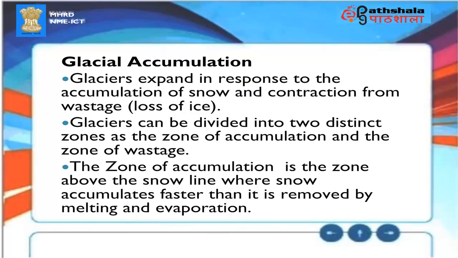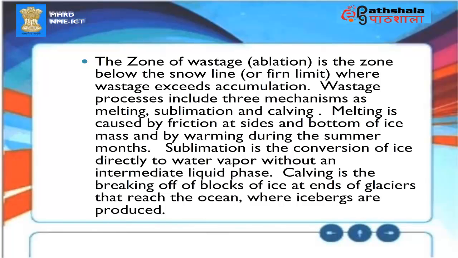Glacial accumulation. Glaciers expand in response to the accumulation of snow and contract from wastage, loss of ice. Glaciers can be divided into two distinct zones: the zone of accumulation and the zone of wastage. The zone of accumulation is the zone above the snow line, where snow accumulates faster than it is removed by melting and evaporation. The zone of wastage, ablation, is the zone below the snow line or firn limit where wastage exceeds accumulation.